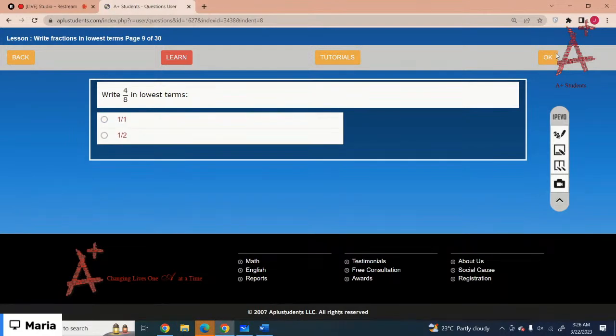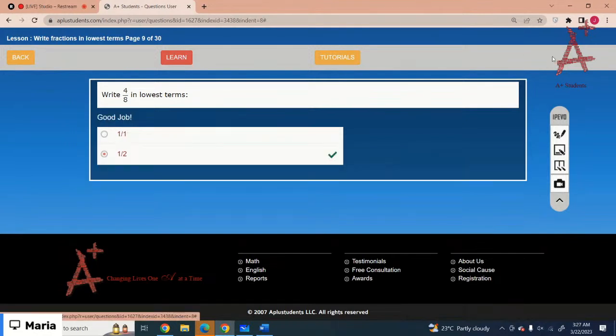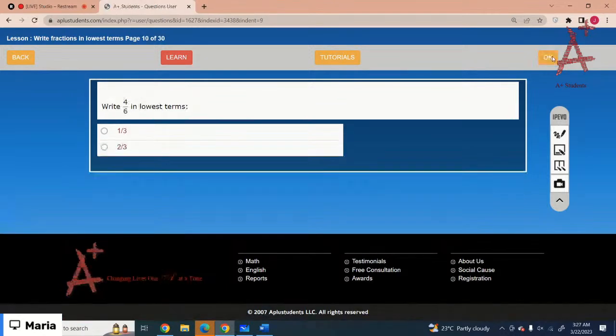Okay, write 4 by 8 in lowest terms. So which is the correct option? The greatest number you can divide them by is 4. Got it? So 4 times 1 is 4 and 4 times 2 is 8. It would be 1 over 2. Okay, write 4 by 6 in lowest terms. So which is the correct option? You can divide them by 2. Got it? Very good. That would be 2 over 3.